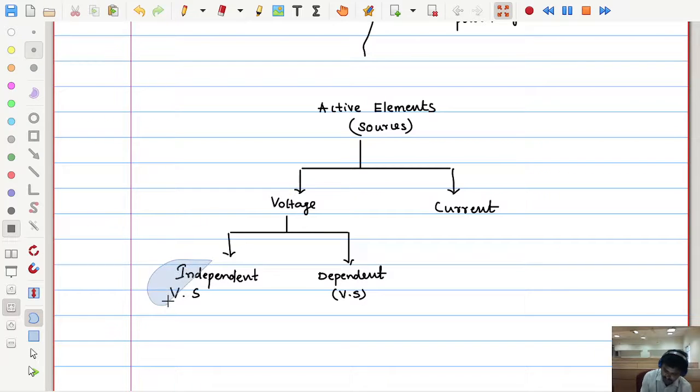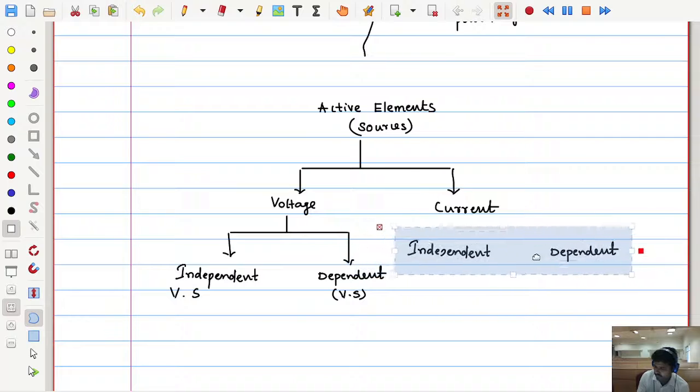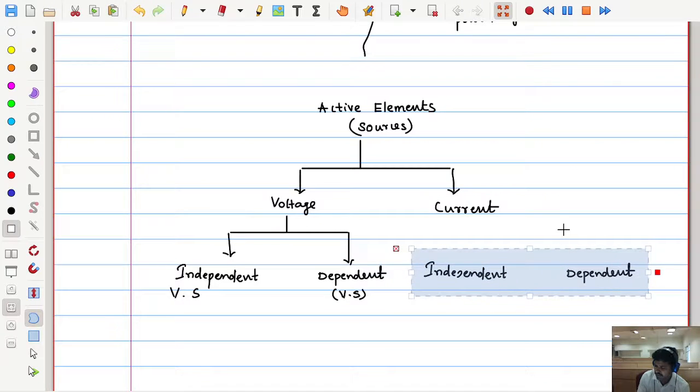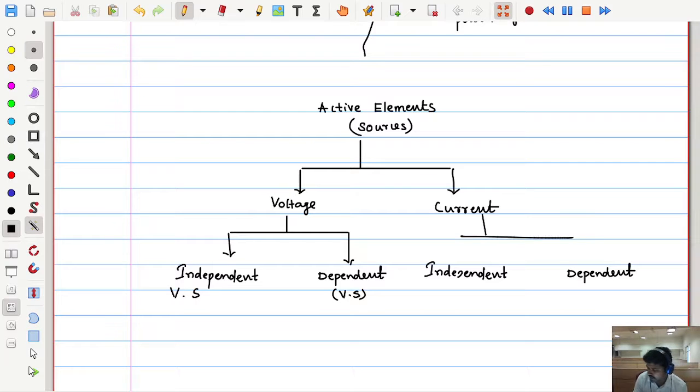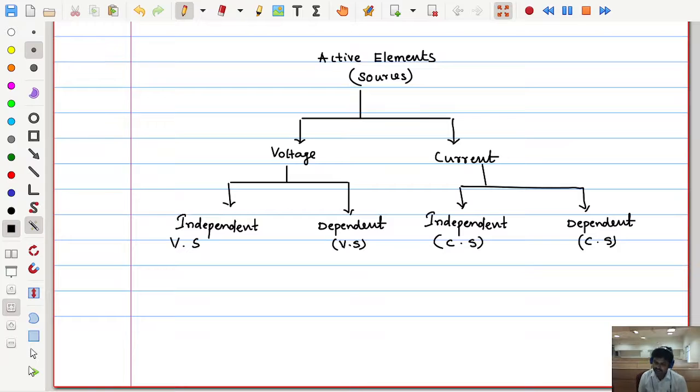Similarly, we will have an independent current source and a dependent current source. We have the same subclassification for the current source also. So current sources can be dependent and current sources can be independent. Independent current source, CS means current source. Dependent current source. And let me show the schematic symbols here itself.